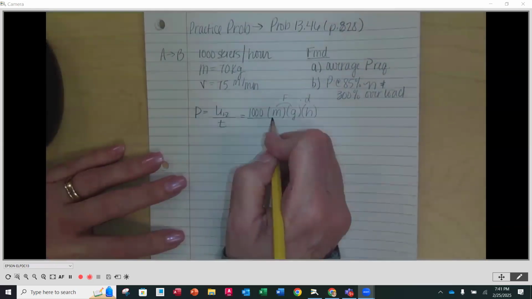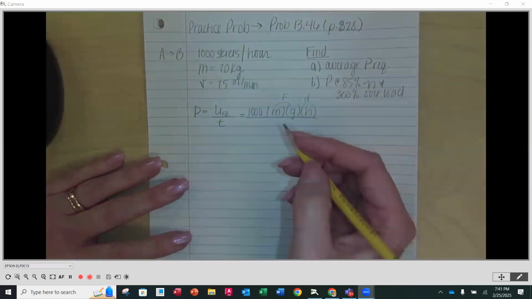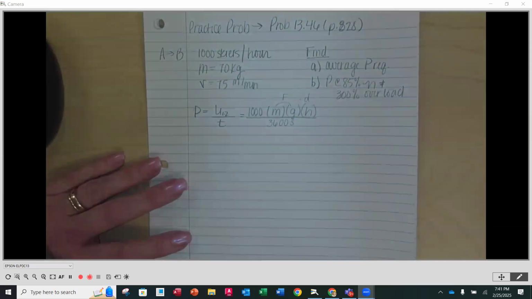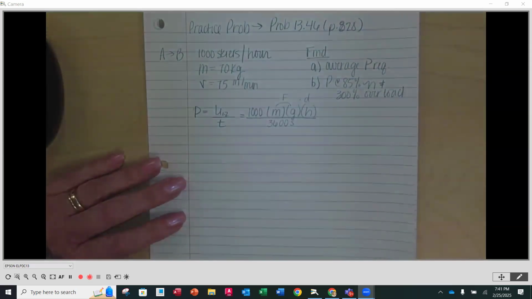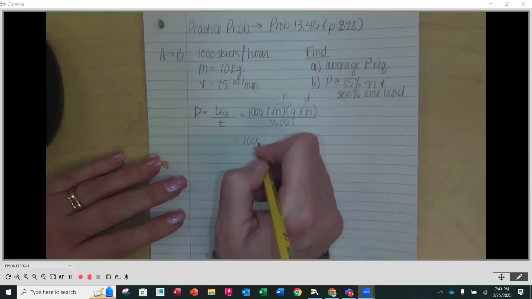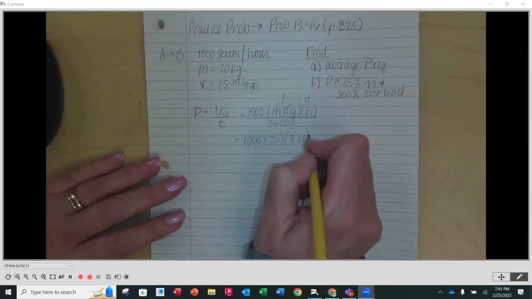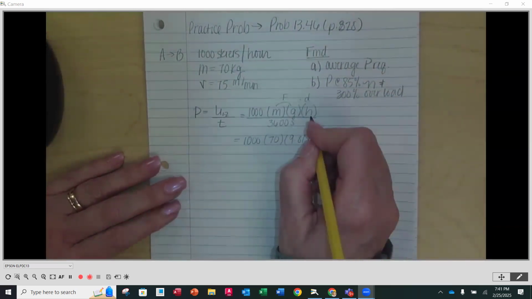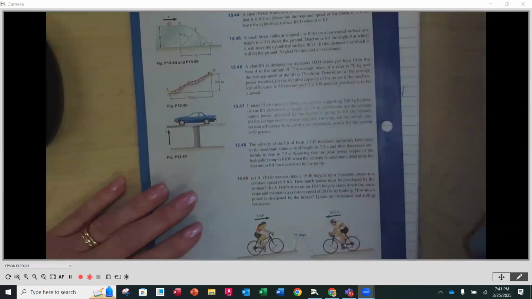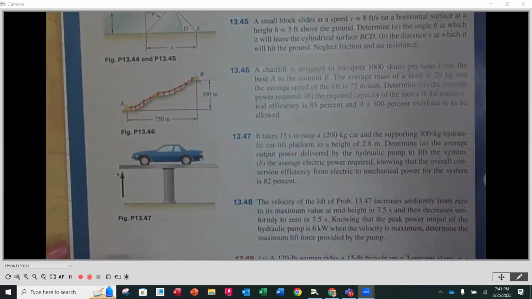Okay. And then the time that we need to do that in is 1 hour. So we know underneath here we need to put this in seconds. So that's going to be 3,600 seconds. Okay. So we can fill in our values then to round this out. So this is going to be 1,000 times 70 times 9.81 times the height. Okay. The height we get from the figure. So that's going to be 300 meters.